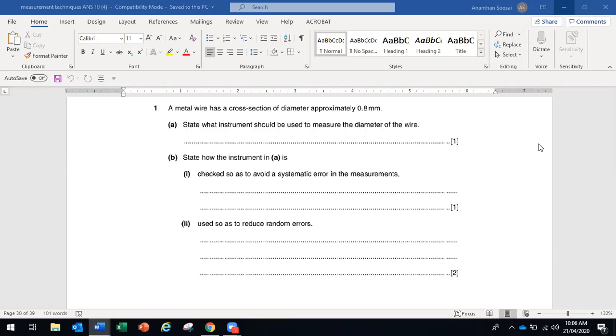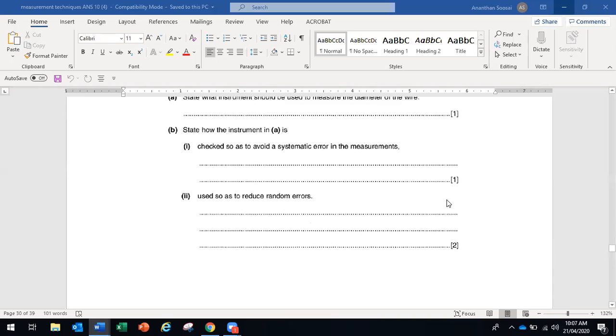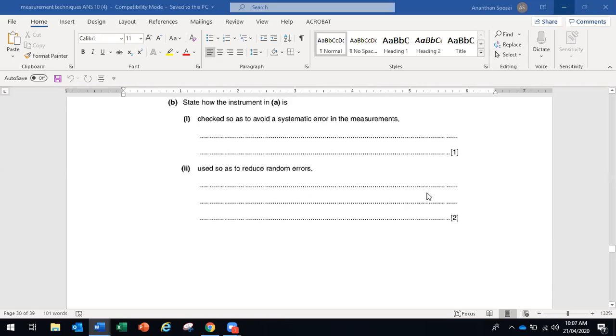Okay. Next, use so as to reduce the random error. How do you reduce the random error? To take the diameter at different locations and obtain the average. Repeat the reading at different locations and obtain the average. Random error can be minimized by taking the average.